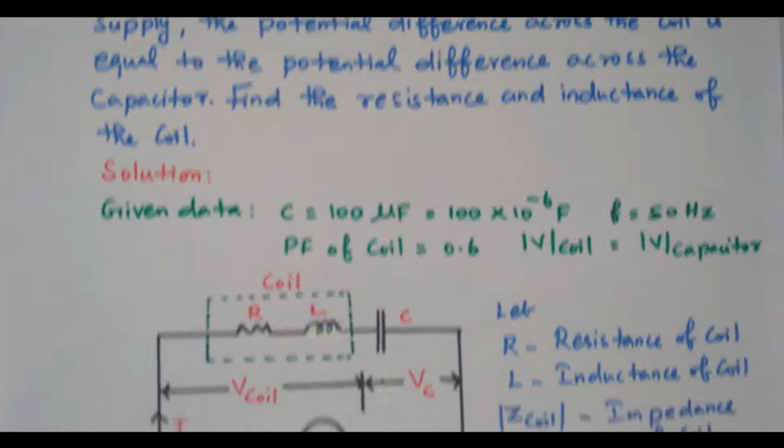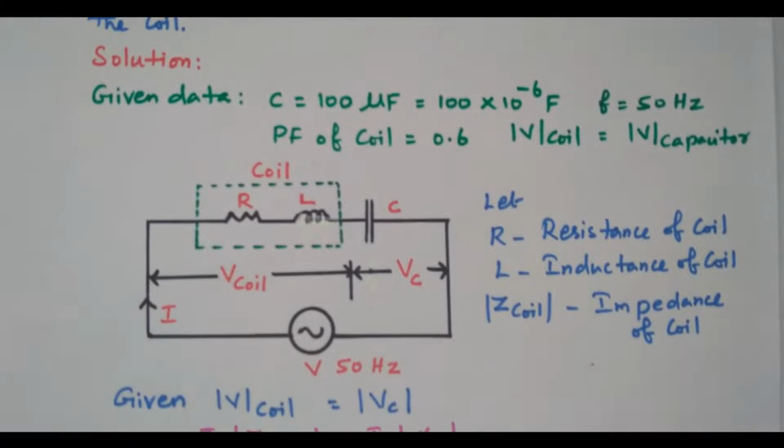So from the given diagram we can easily understand. This is the coil that is connected in series with the capacitor. So this coil contains inductance as well as resistance. Normally the coil means inductance, but it has some amount of resistance also available.